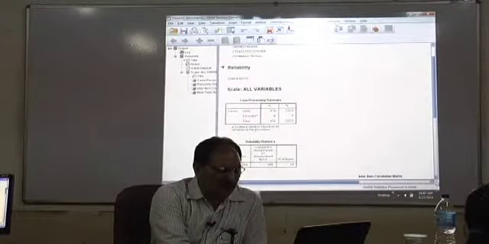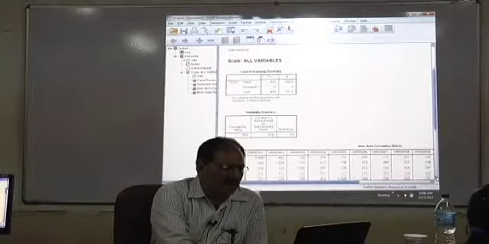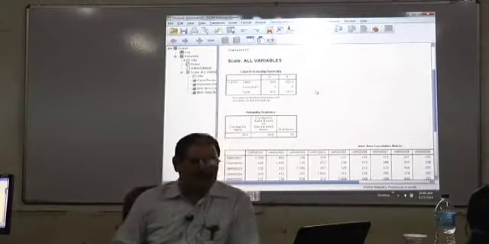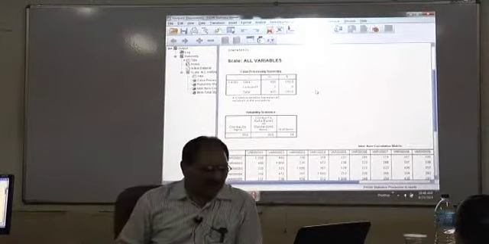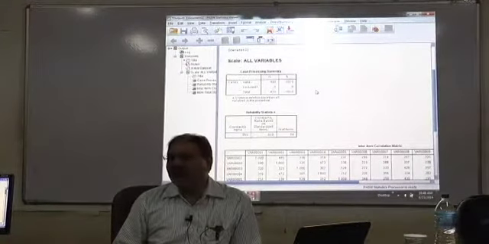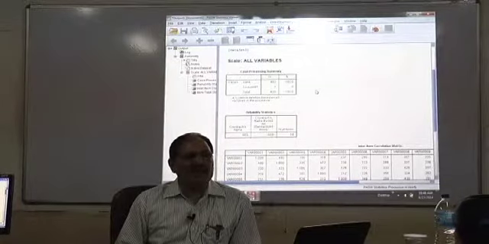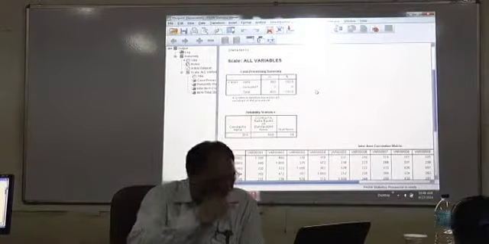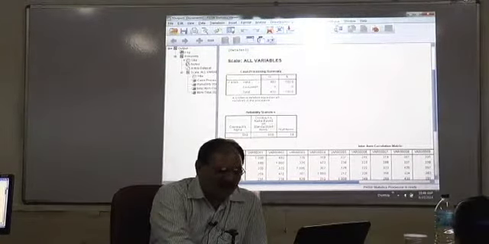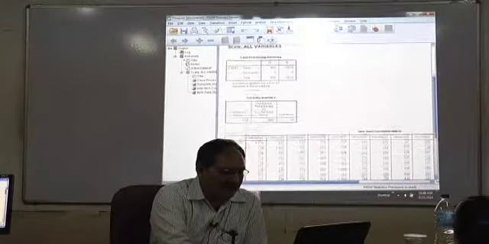You have a few tables here. The first one is the case processing summary, which indicates the sample size and how many samples were processed, and whether some samples were removed because of missing data. None of them was; 400 was the sample size, and all 400 have been processed.